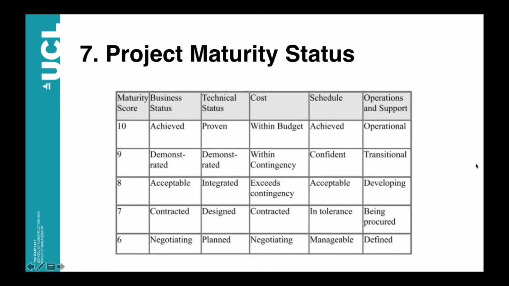Step number 7 is to develop the tools to check the maturity status of the project. Basically, we will look at different aspects, which are the business status, the technical status, the cost, the schedule, and the operations and support. Obviously, we have different levels of maturity that we will be checking throughout the implementation of the project.